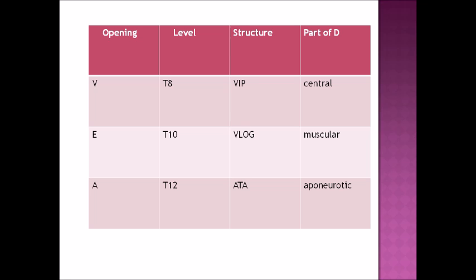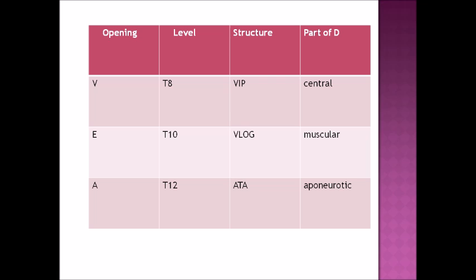Coming to the important structures passing through the esophageal opening, the mnemonic is VLOG. Here V stands for vagus nerve, L stands for left, O stands for esophagus, and G stands for gastric vessels. Just remember the left is for the gastric vessels. So it would be vagus nerve, left gastric vessels, and esophagus.